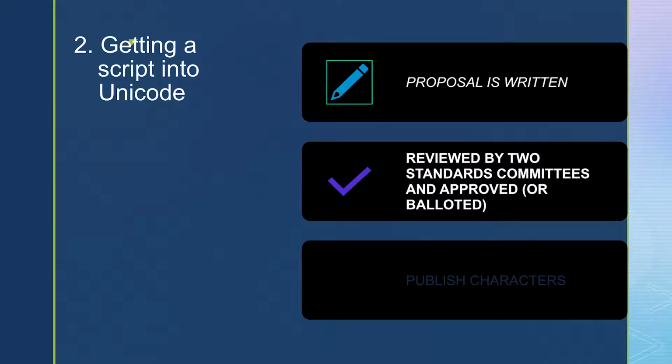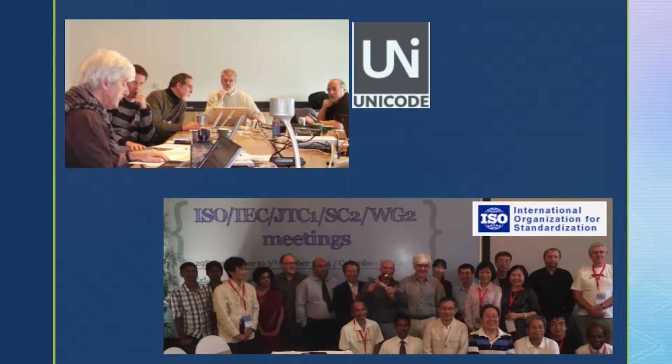The next step in the encoding process is for the proposal to be approved by 2 standards committees. One committee is made up of the Unicode Consortium members, and the other committee is composed of member bodies of the International Organization for Standardization, or ISO. I sit on both committees and present proposals if the proposal author cannot attend the standards meetings.